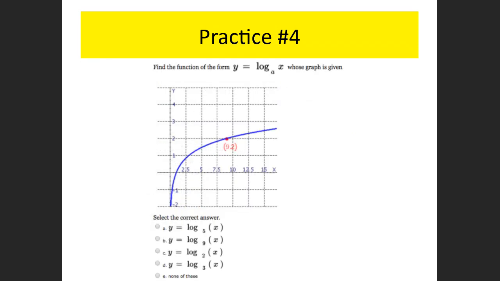How about another practice problem? A graphing one. It says find the function of the form y is equal to log base a of x, whose graph is given. Now this is where the x and the y values come in real handy, right? Because you've got 9 and 2, and y is equal to, and this becomes 10 here. So my answer is just D again.